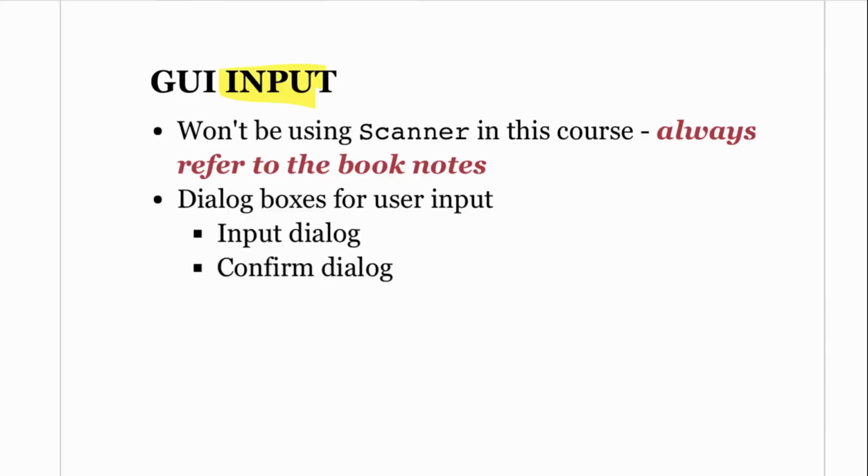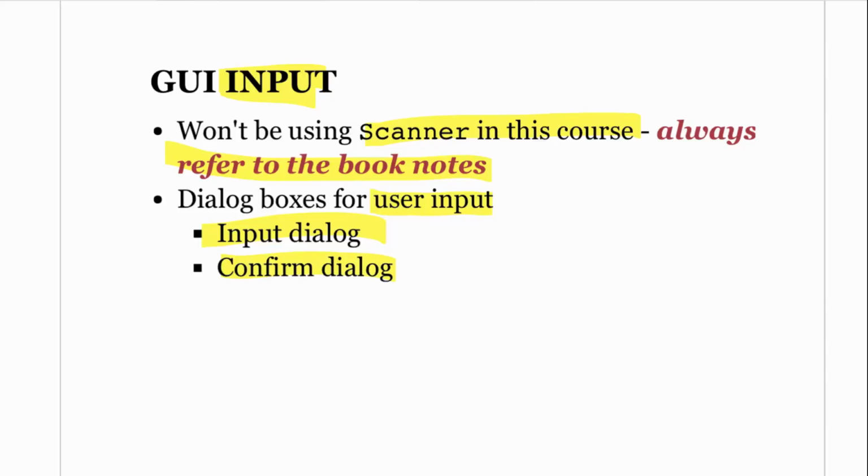In this class, you're not going to be using scanner in this course. So if you see the word scanner in your textbook, just don't even worry about that. Definitely look at the book notes to see if you're reading the right stuff in the textbook. So you can use, like we said, dialog boxes for user input. So you have what's called an input dialog and a confirm dialog.